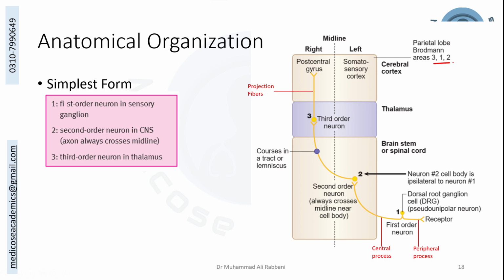To be more specific, these are Brodmann's areas 3, 1 and 2, but we will go deeper into that as we go on to study the cerebral cortex.